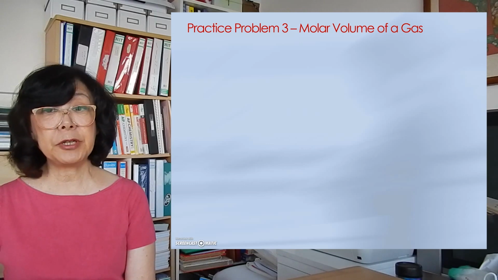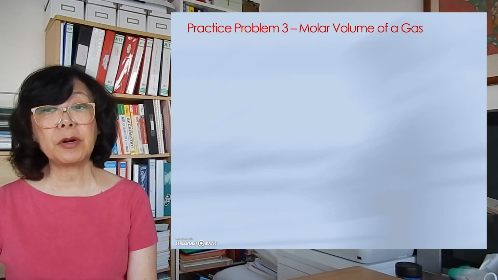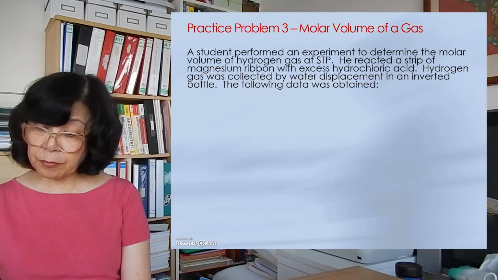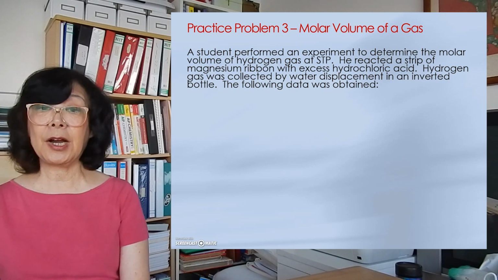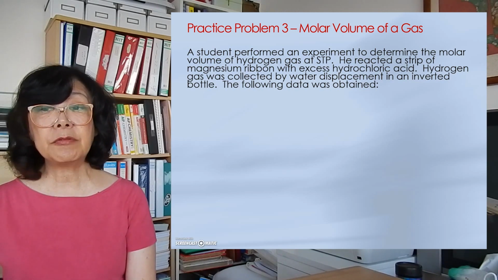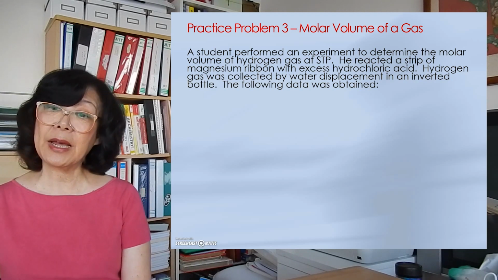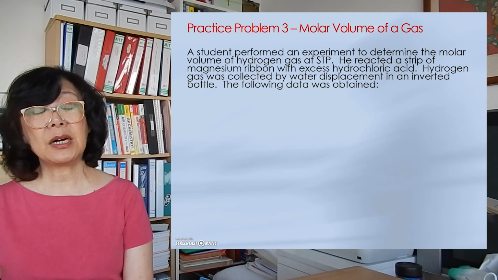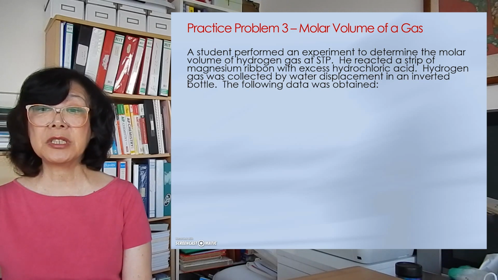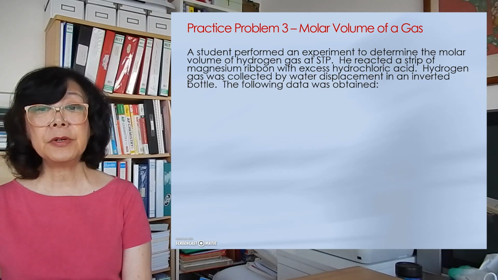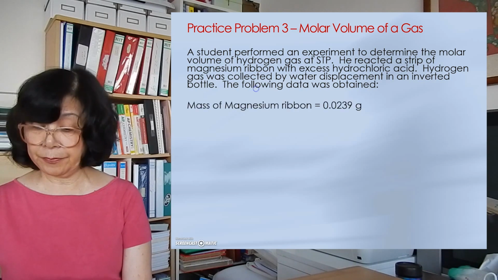Practice problem number 3. Determine the molar volume of a gas. A student wanted to determine the molar volume of hydrogen at STP. He reacted strips of magnesium ribbon with excess hydrochloric acid, and the hydrogen gas was collected by water displacement in an inverted bottle. The following data was obtained.